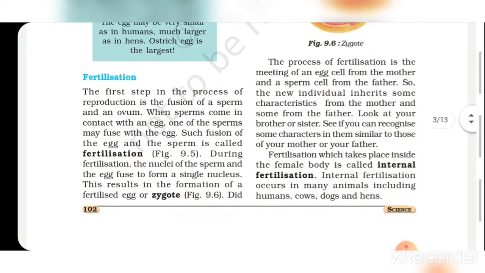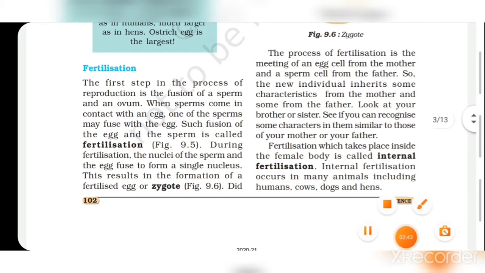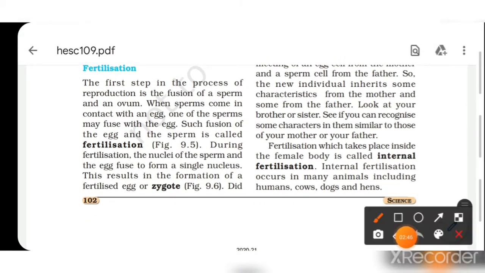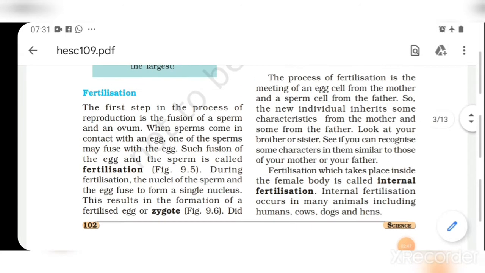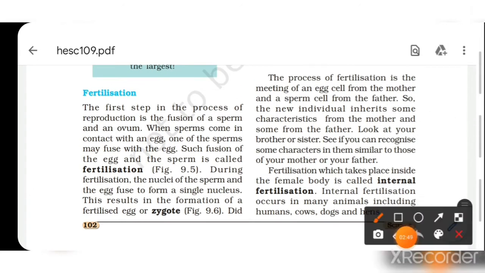We have to see here the process of the zygote. The process of fertilization is the meeting of egg cells from the mother and sperm cells from the father. What comes from the mother? Egg cells. And what comes from the father? Sperm cells, because the testis glands are in the male and produce sperm, and the ovary glands are in the female and produce ovum.